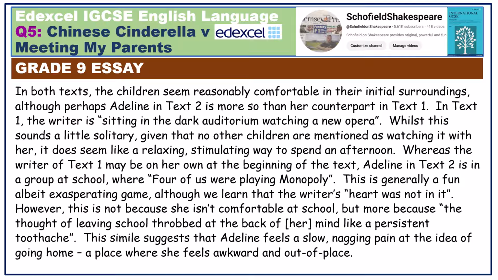Whereas the writer of text 1 may be on her own at the beginning of the text, Adelaide in text 2 is in a group at school where "4 of us were playing Monopoly." This is generally a fun, albeit exasperating, game, although we learn that the writer's heart was not in it. However, this is not because she isn't comfortable at school, but more because the thought of leaving school "throbbed at the back of her mind like a persistent toothache." This simile suggests that Adelaide feels a slow, nagging pain at the idea of going home, a place where she feels awkward and out of place.